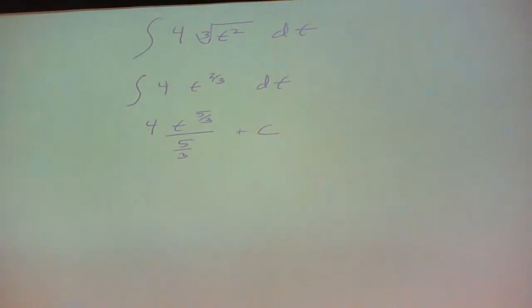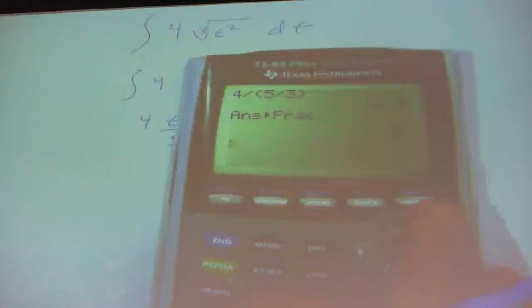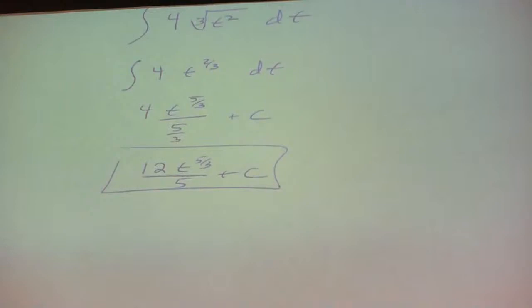Now again, you can do this in your head. That's 12 over 5. Or you can take out your calculator and say 4 divided by parentheses 5/3. Call it 2.4 or math fraction, call it 12 over 5. However you want to do it is totally up to you. There are a couple different ways of writing it. I would write it 12 t to the 5/3 over 5 plus c. But it's 2.4, that's fine. But don't get lost in the details.